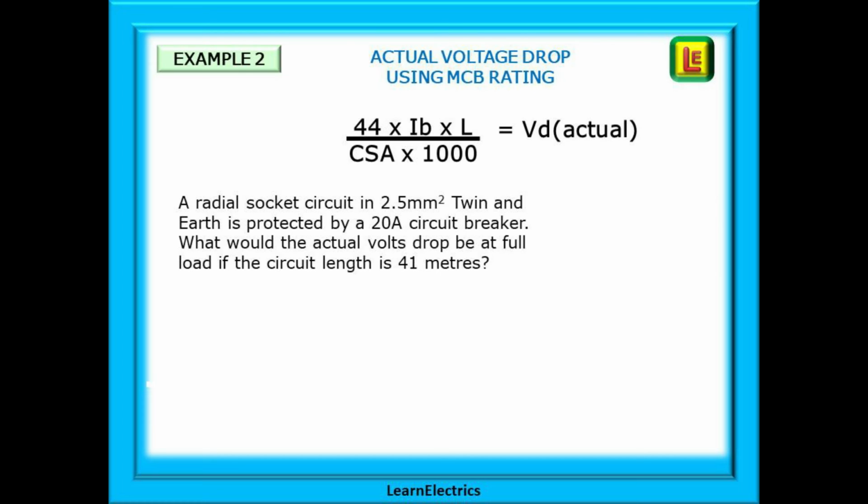Try example 2 now. We want to know the actual volts drop by using the actual MCB rating. This time, a radial socket circuit in 2.5mm twin and earth is protected by a 20 amp circuit breaker. What would the actual volts drop be at full load if the circuit length is 41 meters? Again, pause the video if you want to attempt this before seeing the answer.